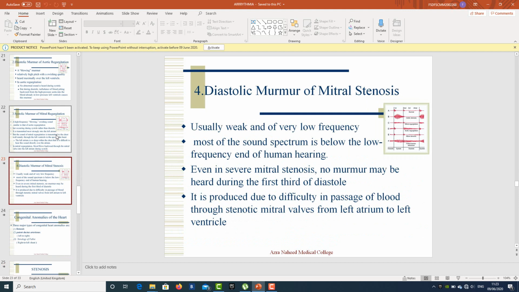Diastolic murmur of mitral stenosis. It is usually weak and is of very low frequency. Most of the sound spectrum is below the low frequency end of human hearing. Even in severe mitral stenosis, no murmur may be heard during the first third of diastole. It is produced due to difficulty in passage of blood through stenotic mitral valves from left atrium to left ventricle.